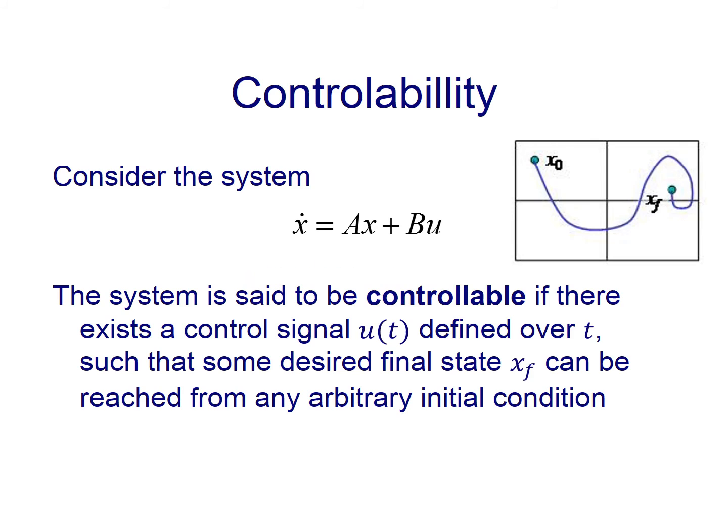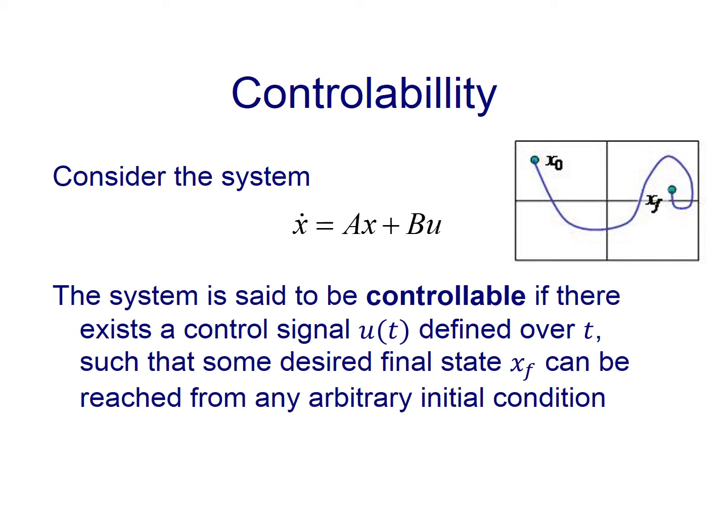Okay, now let us talk about controllability. First of all, what is controllability? So consider a system x dot equals Ax plus Bu. A system is said to be controllable if there exists a control signal u(t) defined over t such that some desired final state x_f can be reached from any arbitrary initial position.